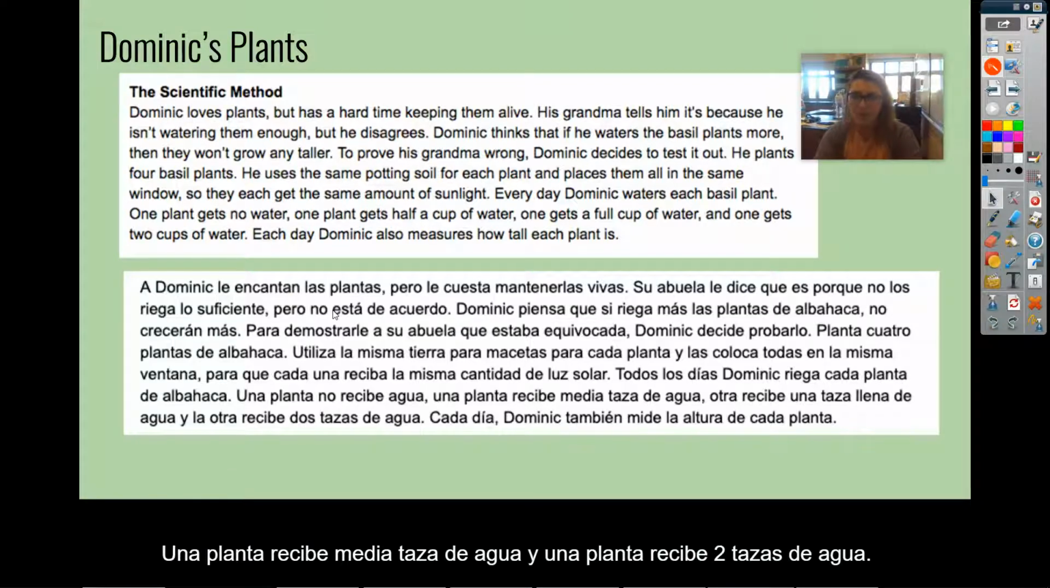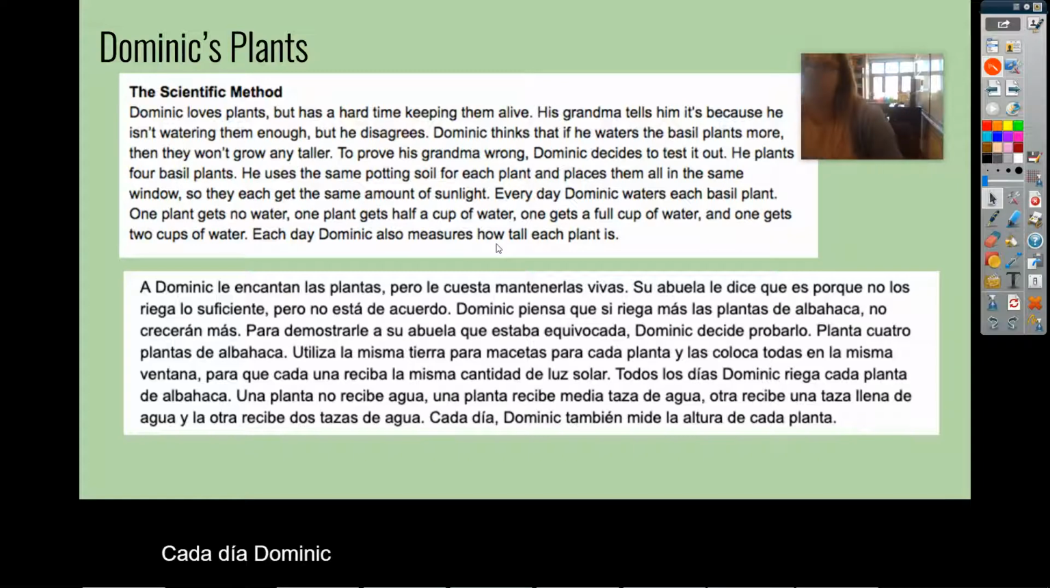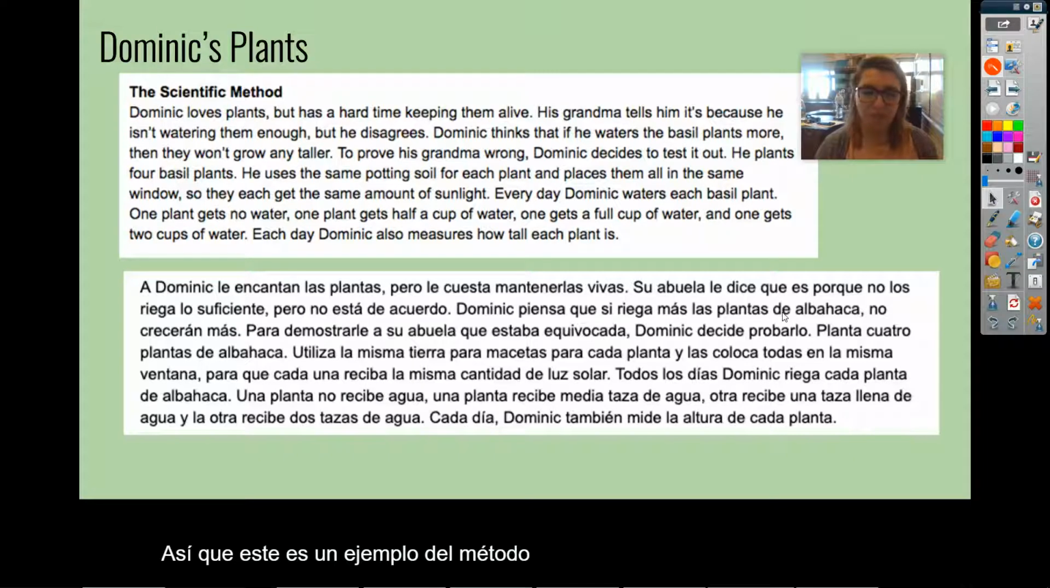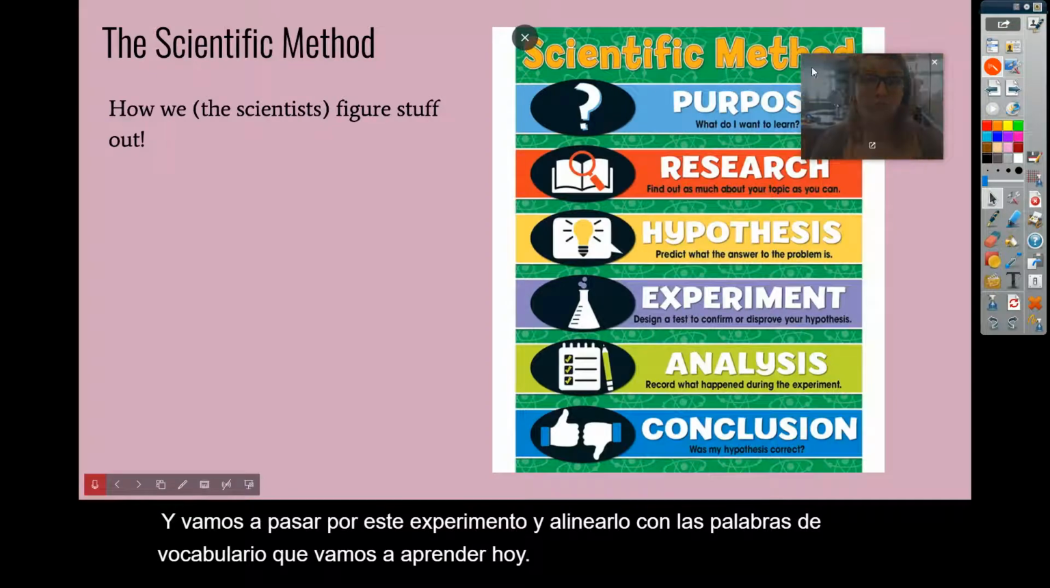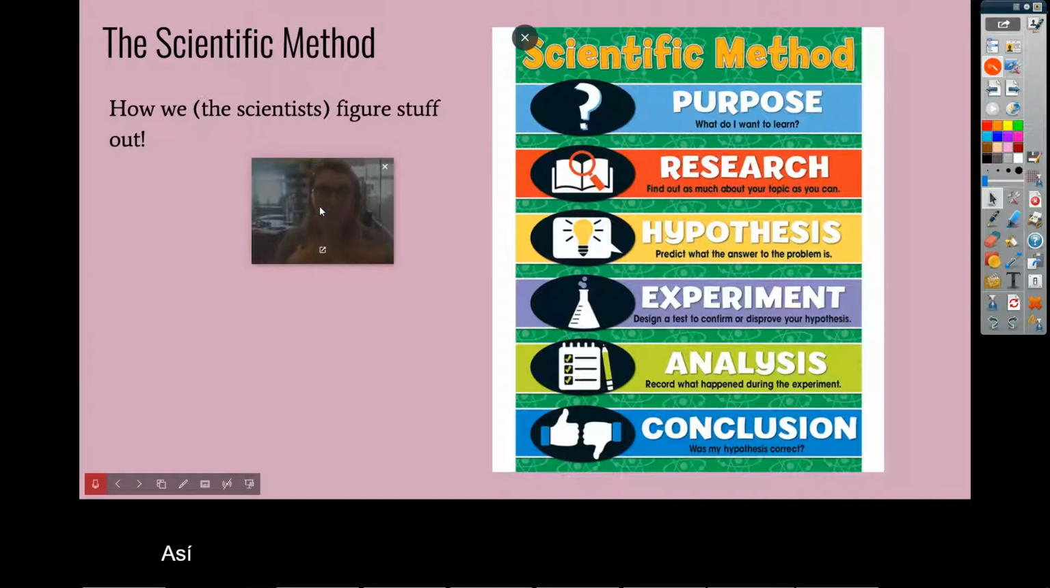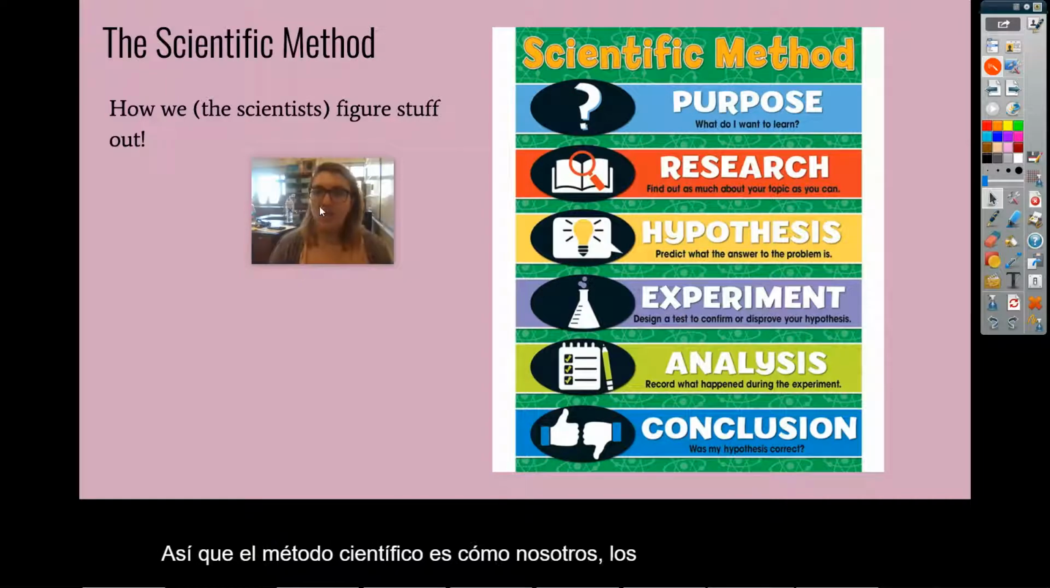Each day, Dominic also measures how tall each plant is. So this is an example of the scientific method in real life. And we're going to go through this experiment and line it up with the vocabulary words that we're going to be learning today. So the scientific method is how we, the scientists, figure stuff out.